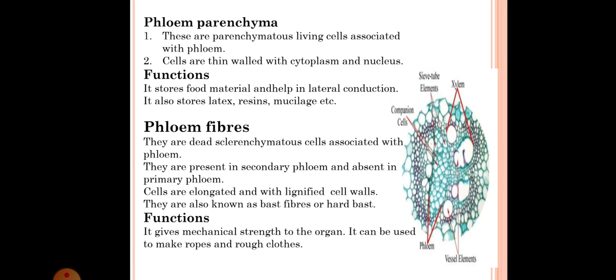Next, phloem fibers. They are dead sclerenchymatous cells associated with phloem. They are present in secondary phloem and absent in primary phloem. Cells are elongated and with lignified cell walls. They are also known as bast fibers or hard bast. Functions: it gives mechanical strength to the organ. It can be used to make ropes and rough clothes.